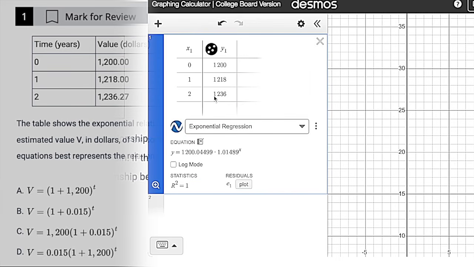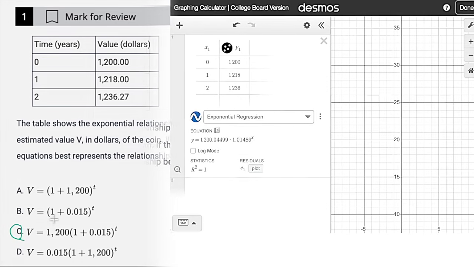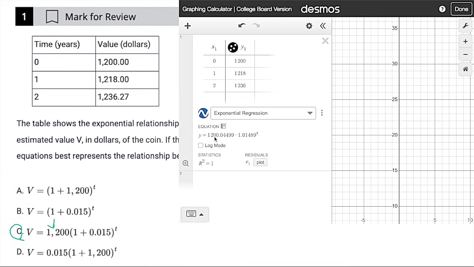Now, importantly, we're not going to get an exact match when we're dealing with exponential regression, but if we look at our answer choices, choice C is clearly our answer because it's the only one that starts with 1200 like it should, right? And then if we were to evaluate this 1 plus 0.015, basically I have 1.148, which would round up to 1.015. So perfect match right there.